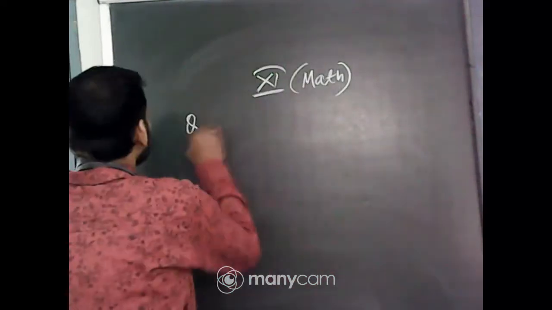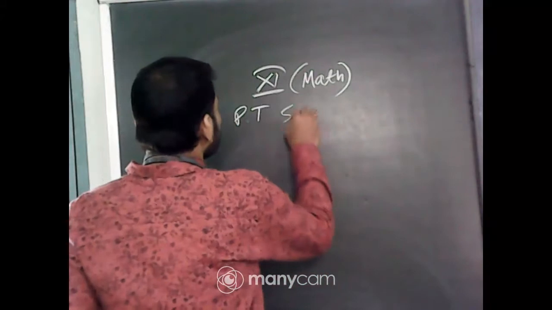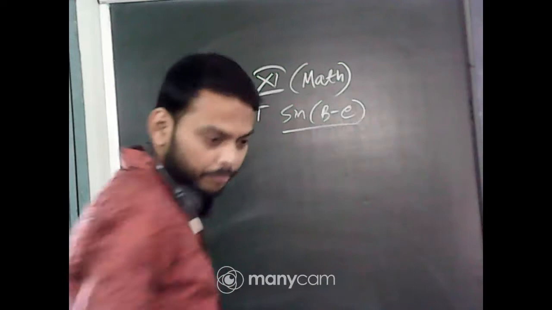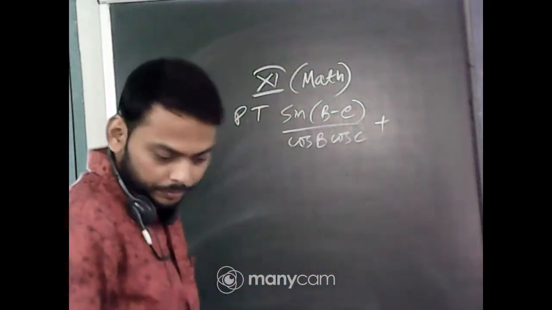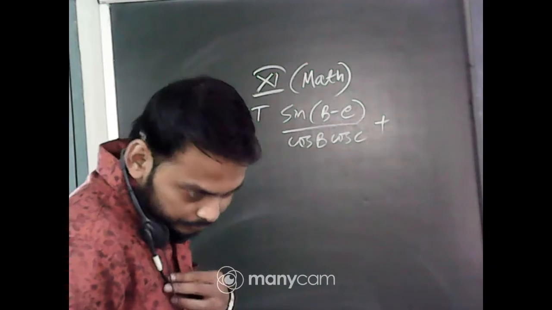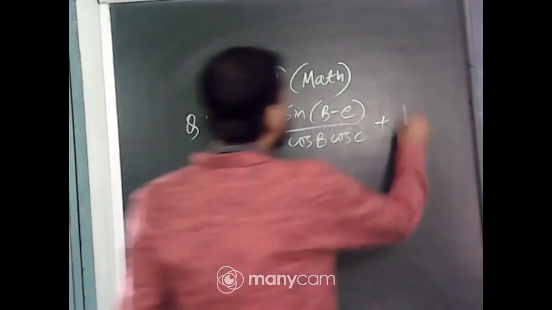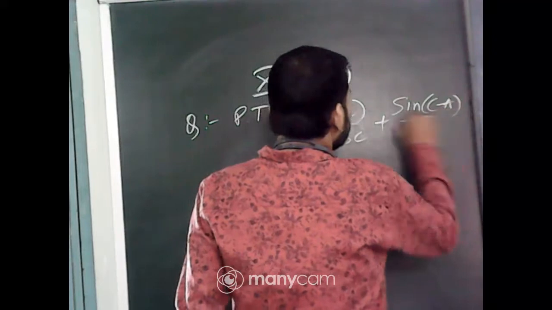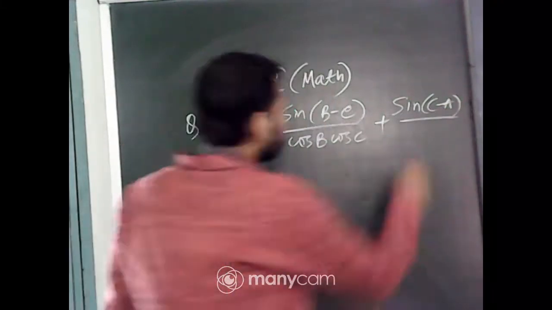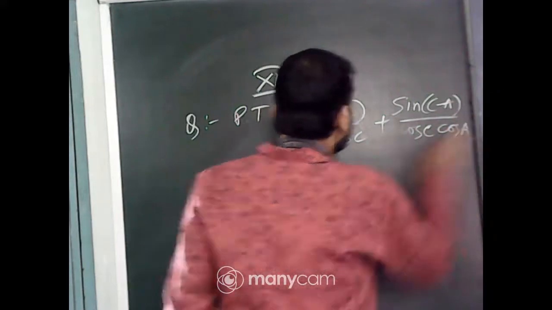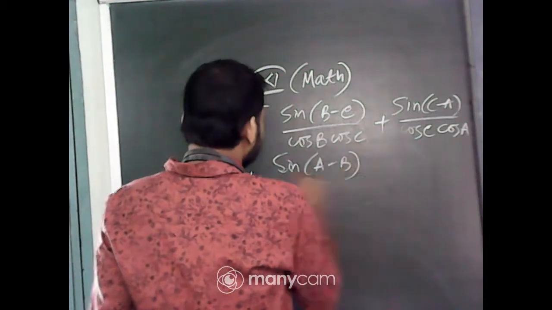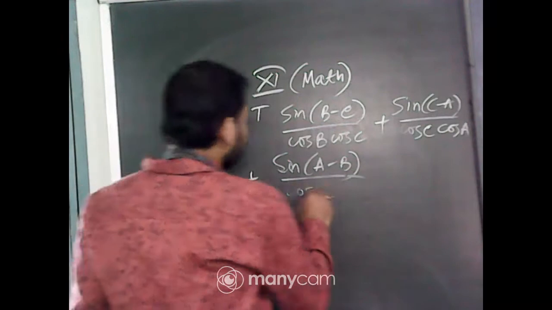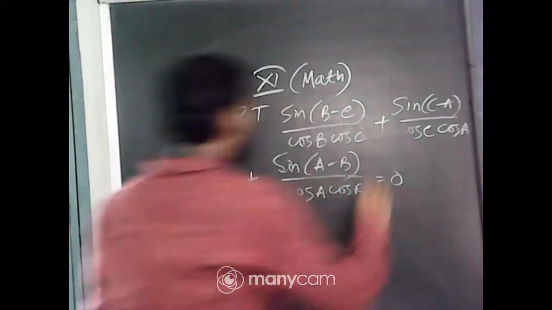So the first problem, prove that sine of B minus C by cos B cos C plus sine of C minus A divided by cos C cos A plus sine of A minus B divided by cos A cos B equals to 0. You just try to do it.